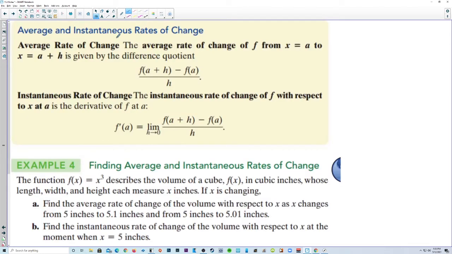Average and instantaneous rates of change. Average rate of change. The average rate of change of f from x equals a to x equals a plus h is given by the difference quotient. So this is really y2 minus y1 over x2 minus x1.